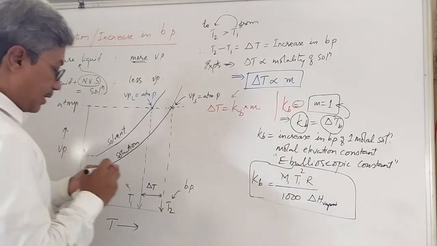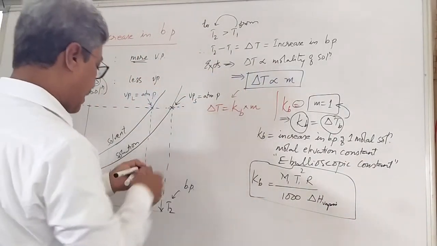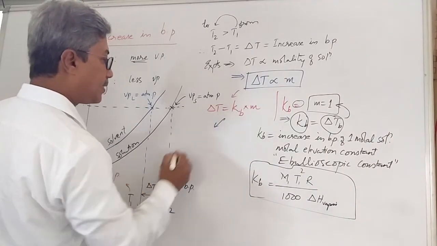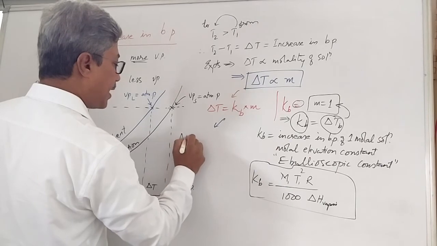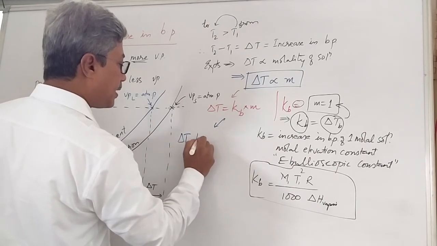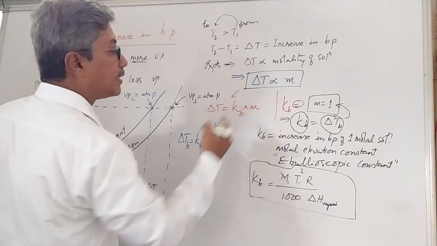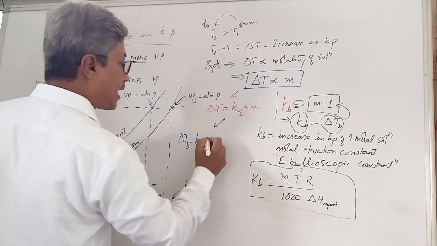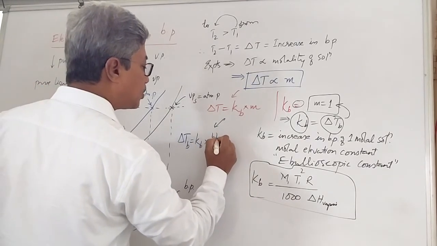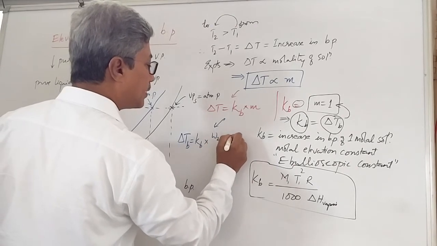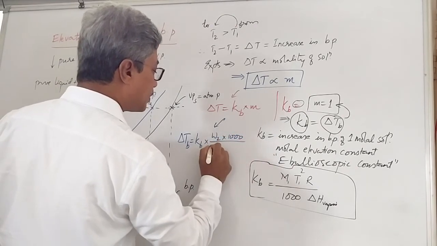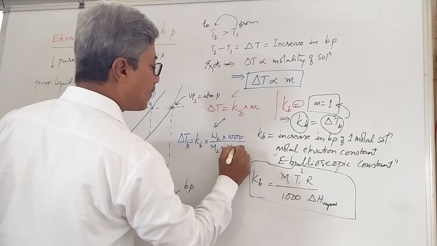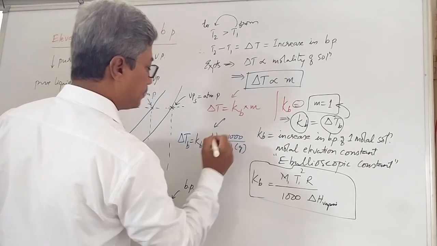Now this equation can further be written as, see students, delta Tb is equal to Kb into m. This is molality. It means that molality can be defined as weight of the solute into 1000 divided by molecular weight of the solute into weight of solvent in gram.